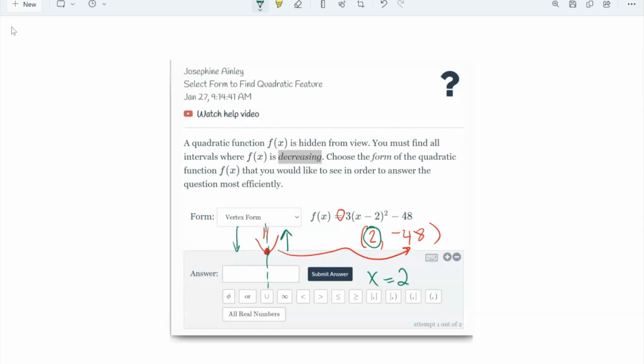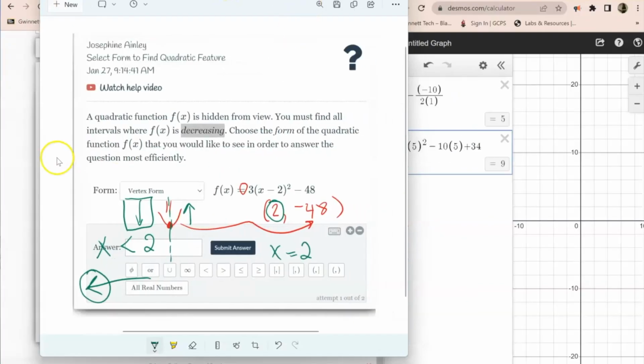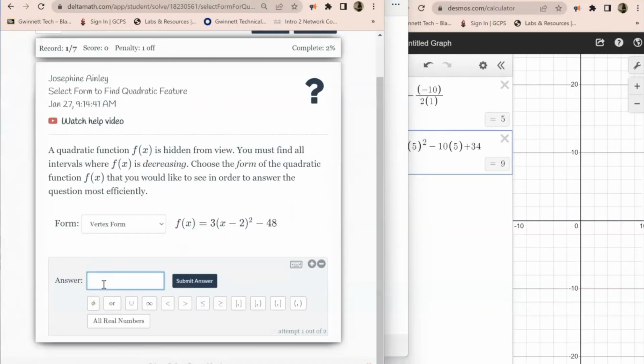So now I can answer the question. I'm only interested to see what's happening on the left-hand side. So how do I write that down? So to the left of the axis of symmetry, I write down the axis of symmetry, and I need to represent left. How do I represent left? Remember, an arrow is doing that left. Grab the head of it, so it's that. So it's decreasing when x is less than 2.